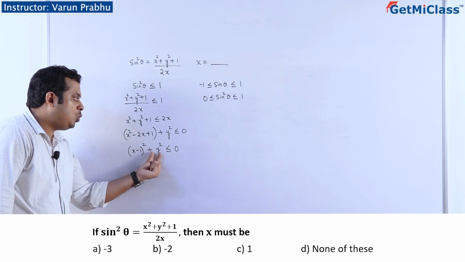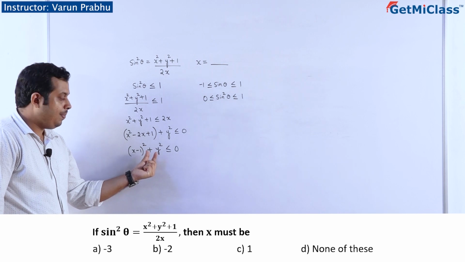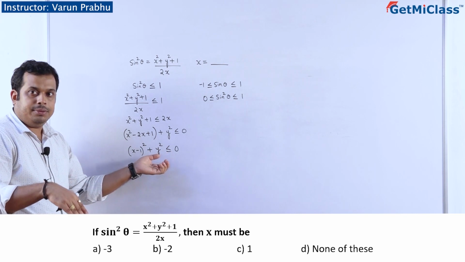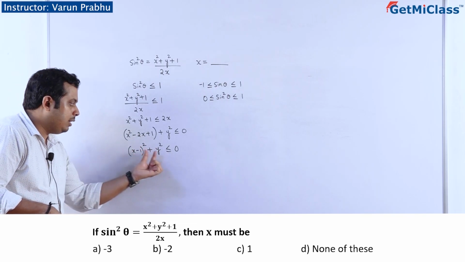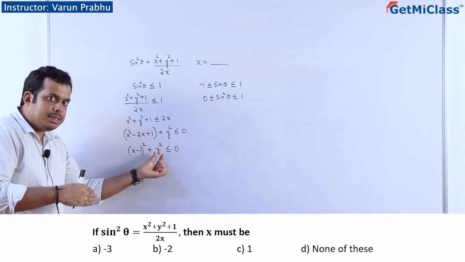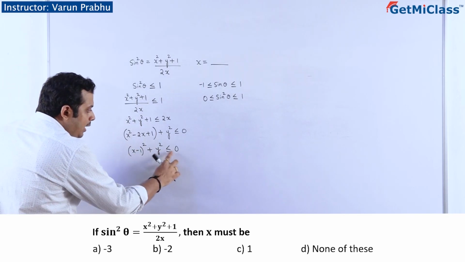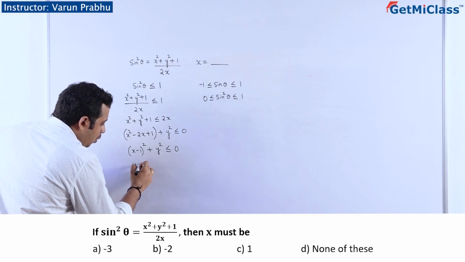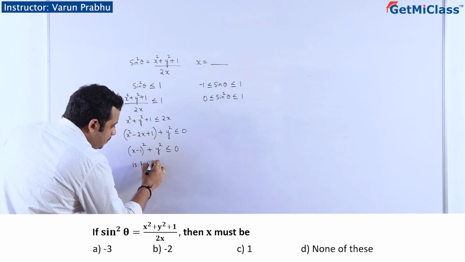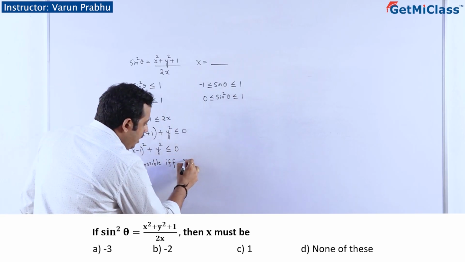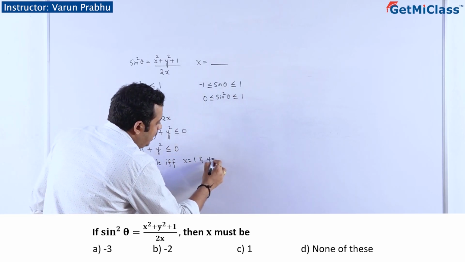You see here two squared terms added can never become less than 0, right? These are squared terms, which means these are always positive, and when you add them, the answer can never become less than 0. So if at all the equality, that is equal to 0, has to be true or is possible, it is possible if and only if x is equal to 1 and y is equal to 0.